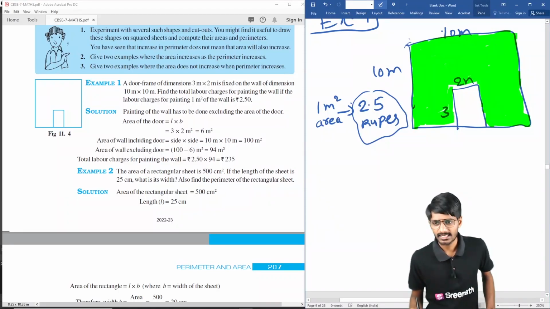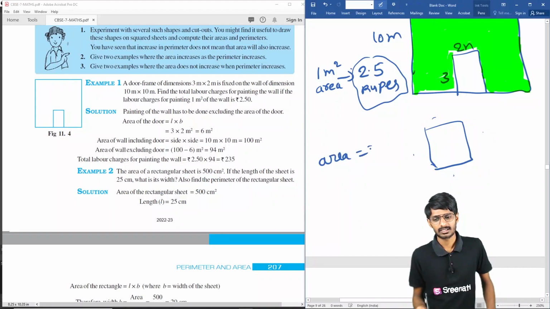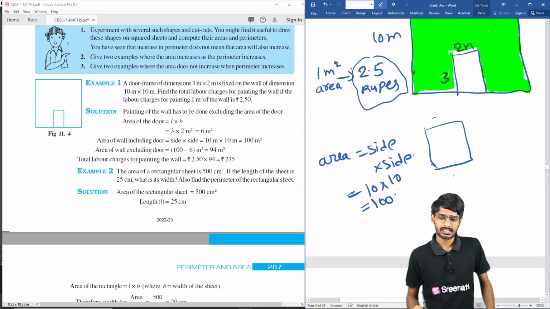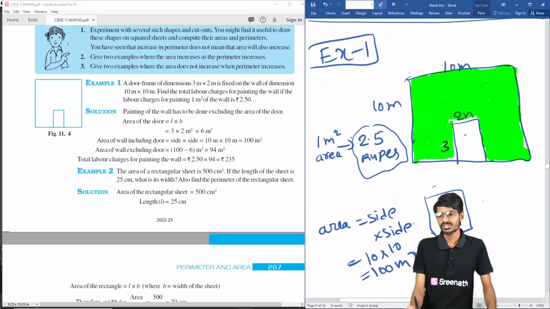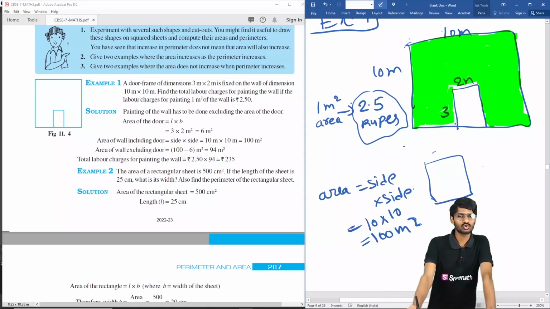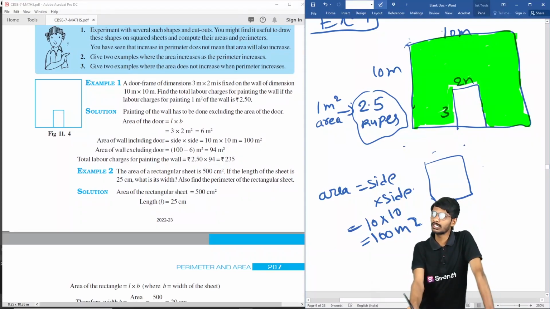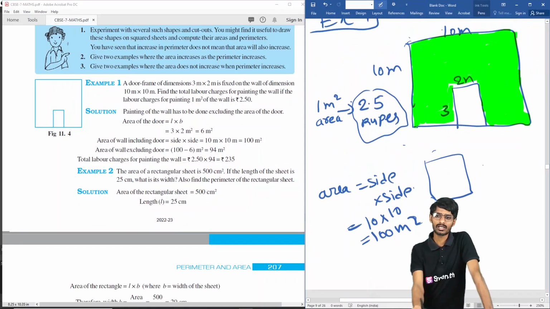Its length is 10 meters, its breadth is 10 meters. So we thought that it is a type of square. For a square, each side length is the same, and the area is equal to side into side. Each side is 10, so 10 into 10 is 100 meter square. Simply we can assume it like that, but it is not true. Why? Because here, if you see, I didn't paint this area, I left it. This part of the area is not to be painted, because there is a door here. So we have to remove this amount of area from the total area of 100 meter square. Then you will get the remaining part.